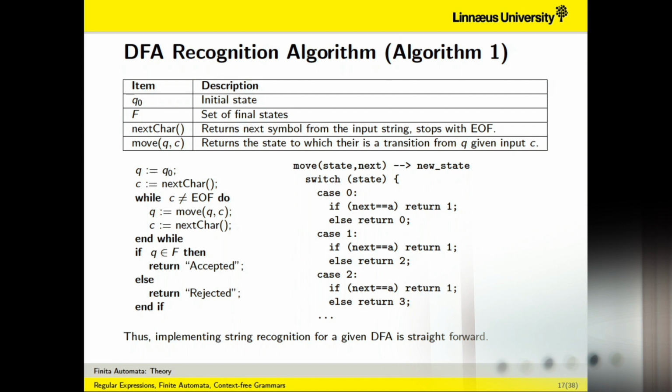After the loop, we should check which state we have achieved. If that state is part of the final states, then it means we have achieved our goal. Otherwise, it is not possible. Here, this is more like pseudocode, and this is more like a Java switch case to use different transitions in your graph.